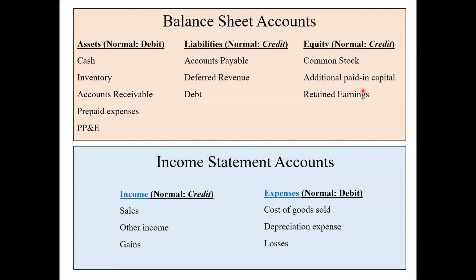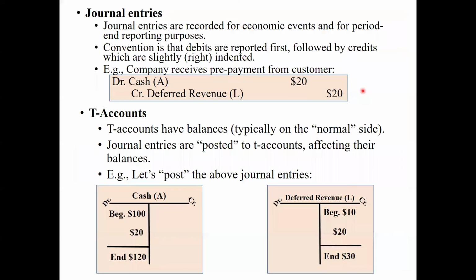Okay, so these are examples of accounts, but these are all the different categories of accounts that you will have and the normal balance that you should see in that account. And we keep track of the balance using T accounts, which we'll get to on the next slide. So then this slide talks about journal entries and T accounts.